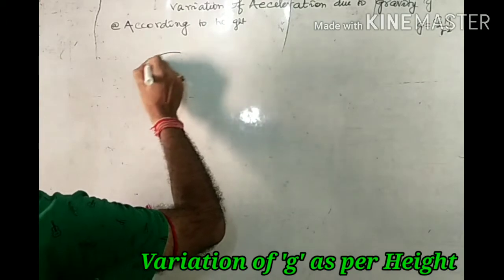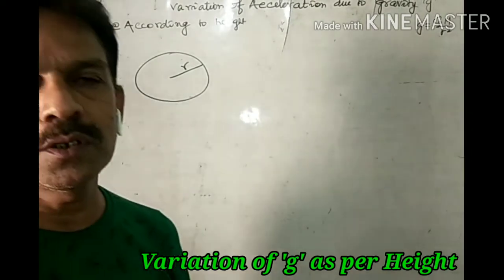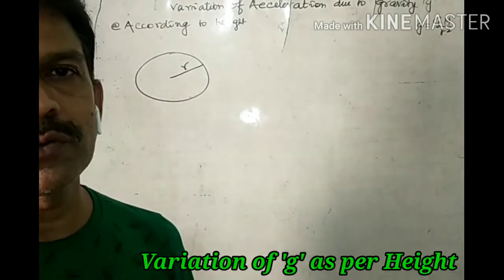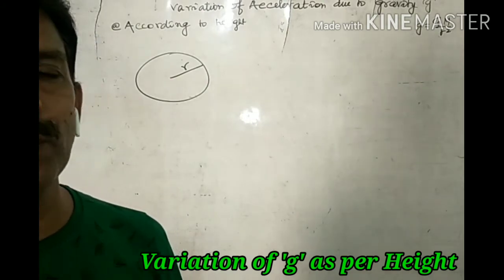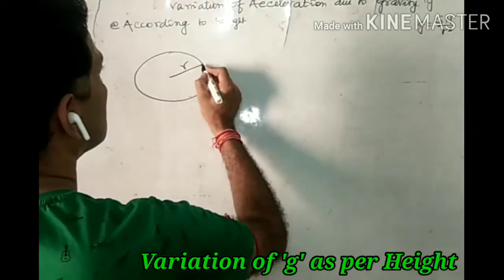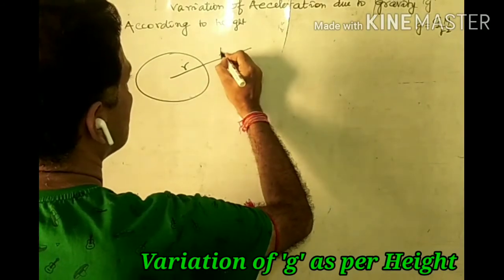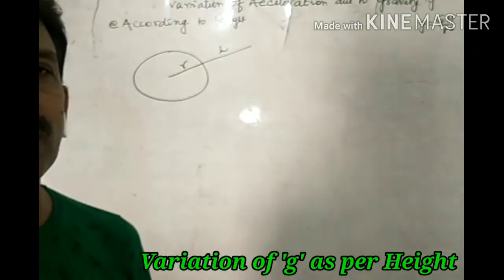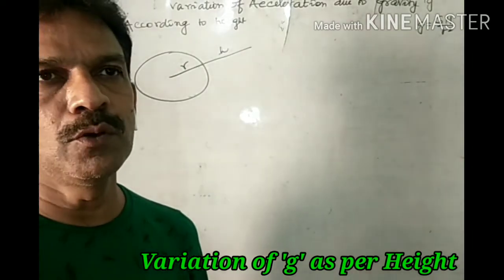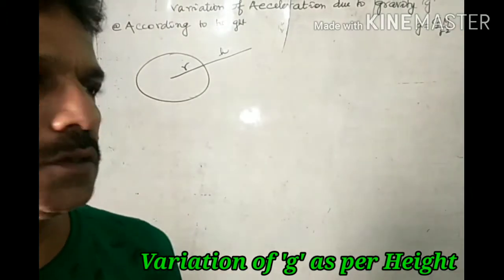Now this is Earth. This is the radius of the Earth. You know the radius of the Earth is 6.4 into 10 to the power 6 meter. That means 6,400 kilometer. So here the value of g is GM by R square. But what will be the value at a height h meter away from the surface of the Earth? How does acceleration due to gravity change when we go above at certain height h above the surface of the Earth?